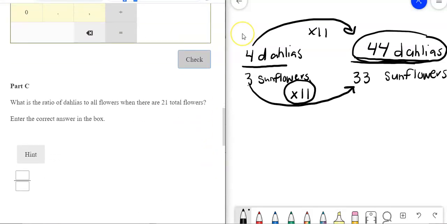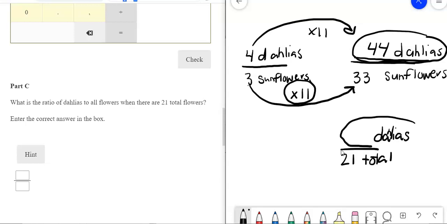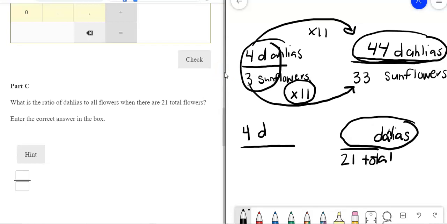Okay, let's look at part C. What is the ratio of Delilahs to all the flowers when there are 21 total flowers? So 21 total. I think I forgot a letter there. I forgot an H. So we're trying to find this. 4, 5, 6, 7. So if I had 4 Delilahs, I'm just using this information I have right here.